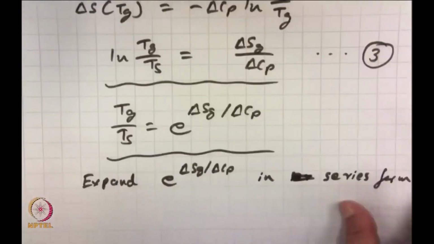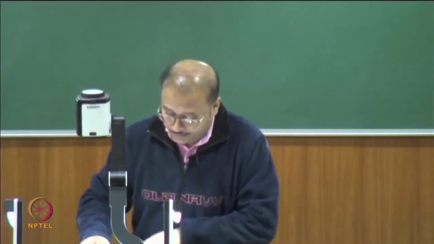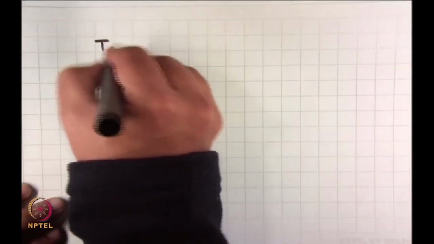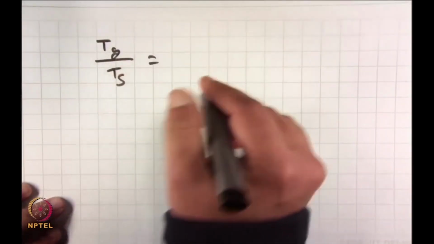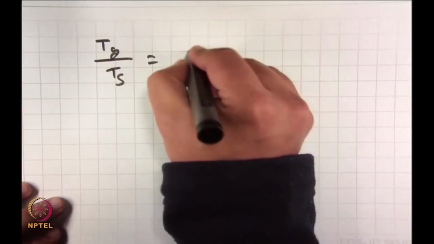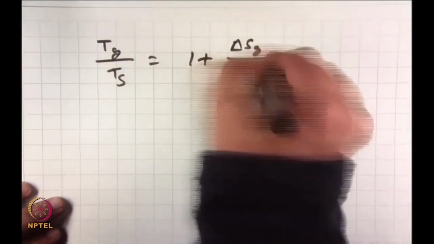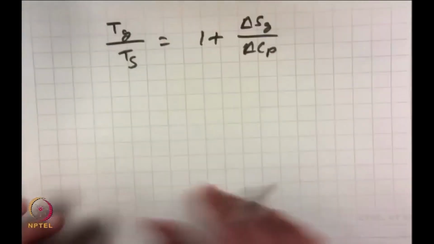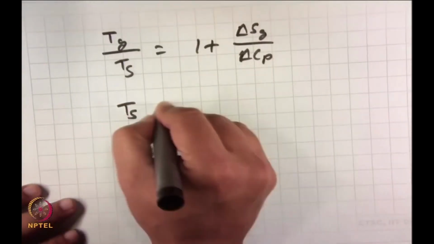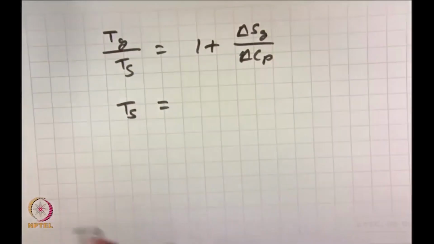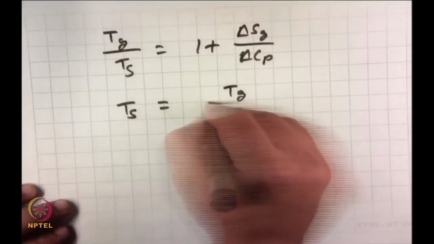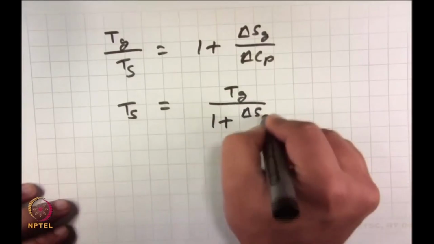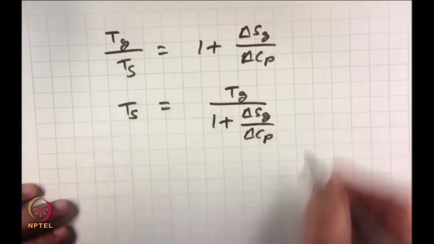okay. And once we do that, what we will have is T of g over T of s is equal to, what is the expansion? 1 plus delta S g over delta C p, and that is where we will stop. We will not go to the higher orders, because we are doing it for a very small number x, which is delta S over delta C p. Then accordingly what we can say is, therefore, T s is equal to, we are getting a relation between T s and T g, T g over 1 plus delta S g over delta C p. Okay.